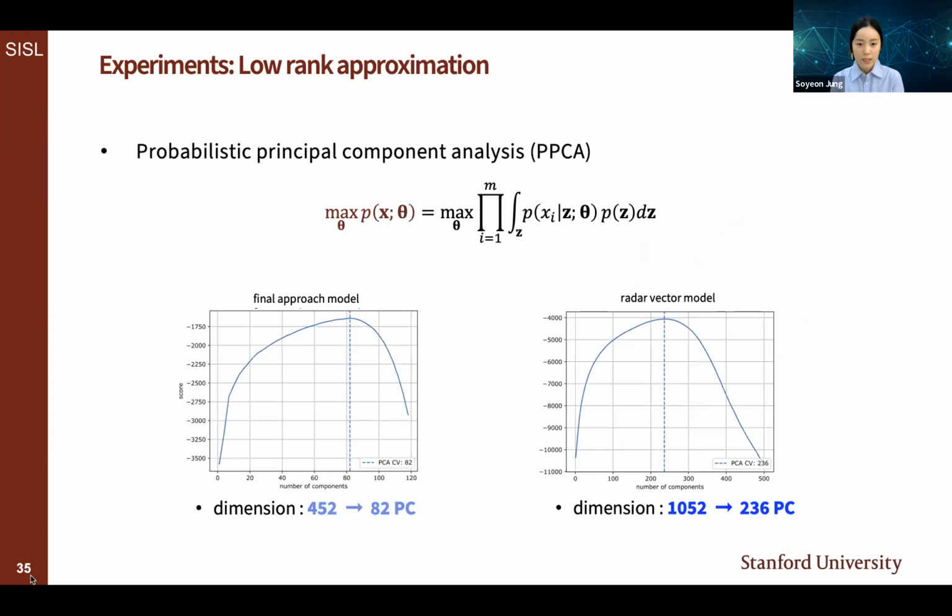Then the PPCA was used to determine the optimal rank for the low rank approximation. With the empirical data, we found the number of principal components, or the dimension of latent space, that maximizes the marginal likelihood.